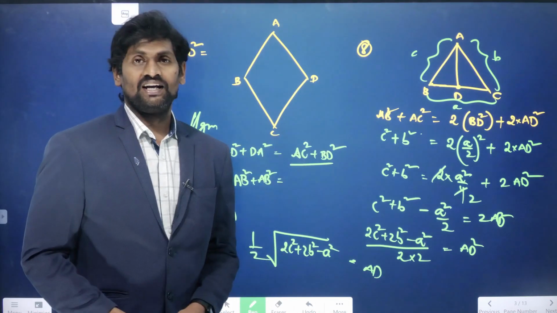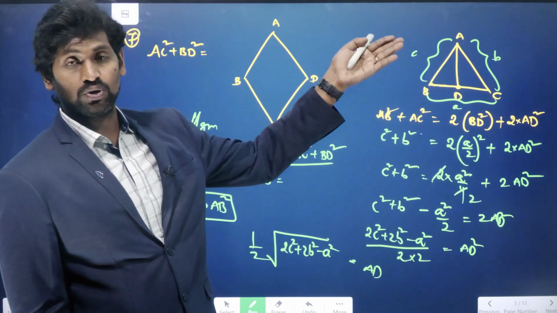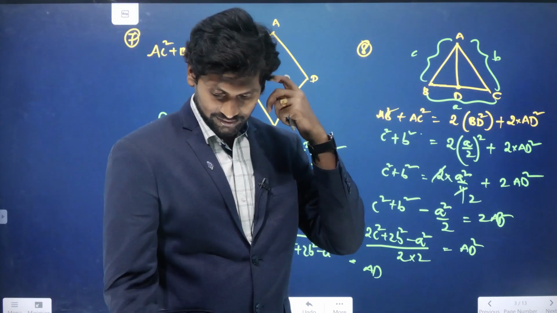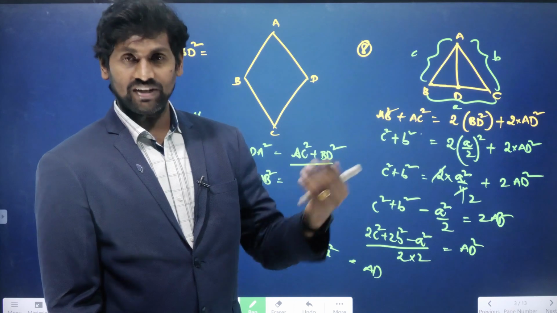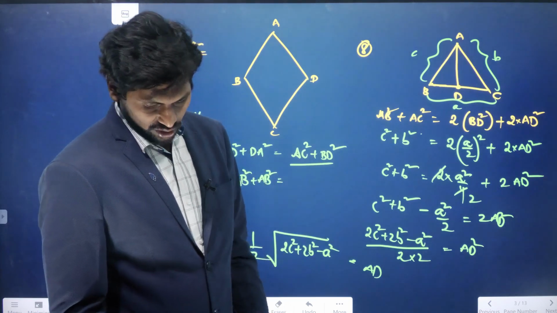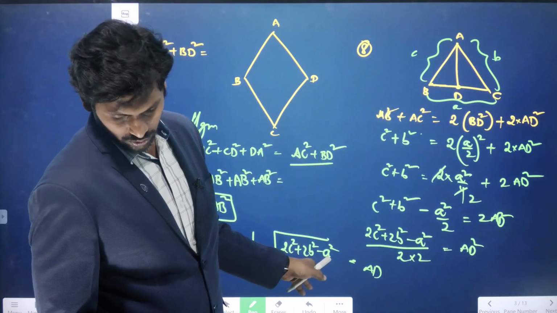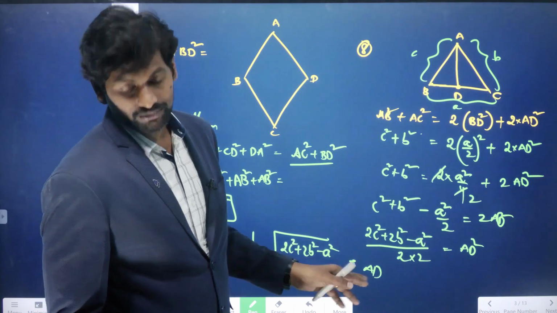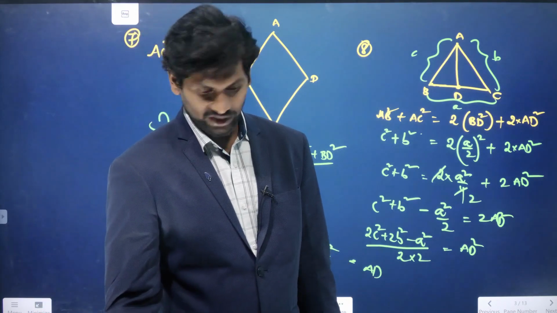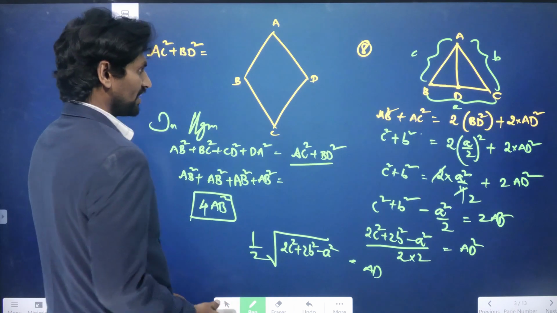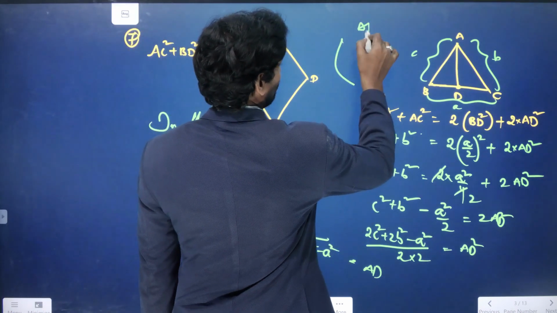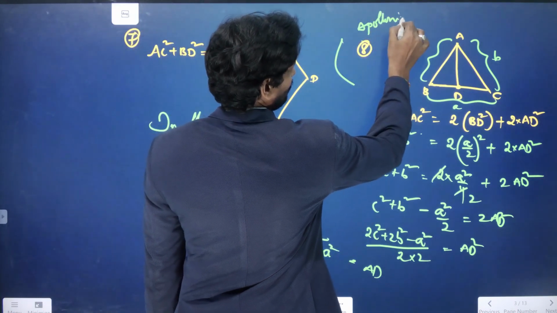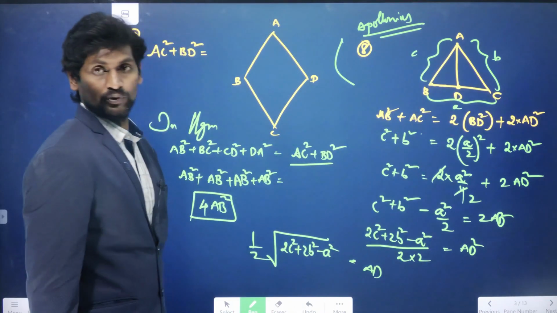A is the vertex from which the median is drawn. AD is a median, A is a vertex here. So half of the square root of 2c square plus 2b square minus a square, nothing but the first option. Option 1 is true. So this is from Apollonius theorem.